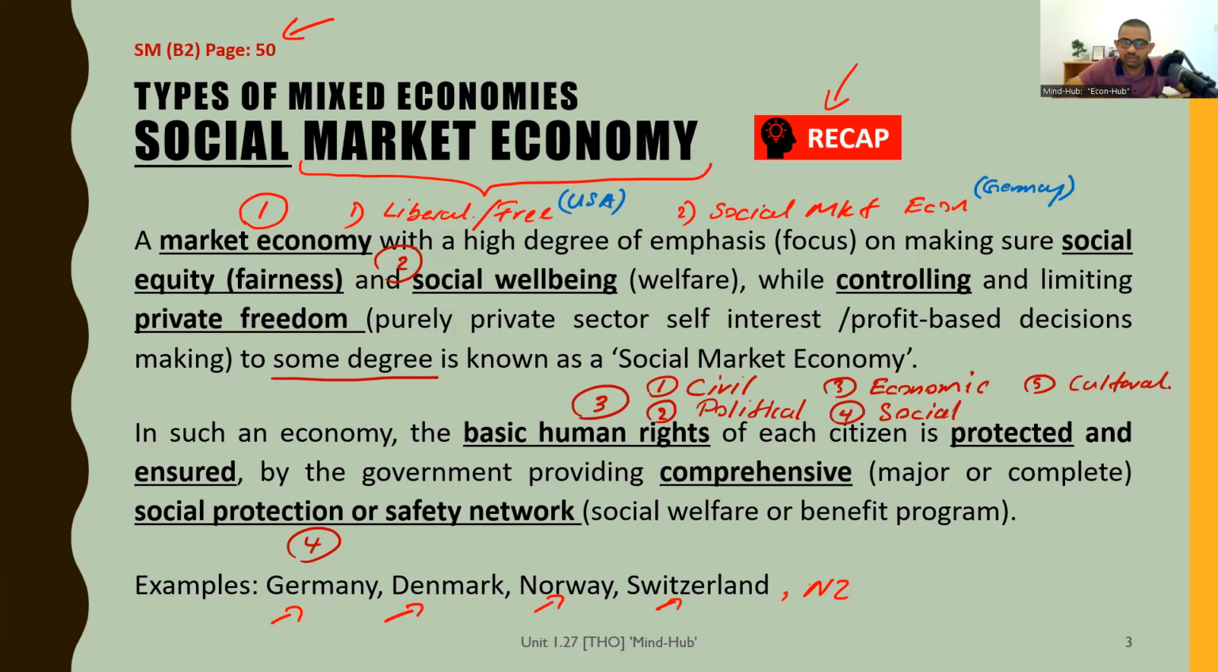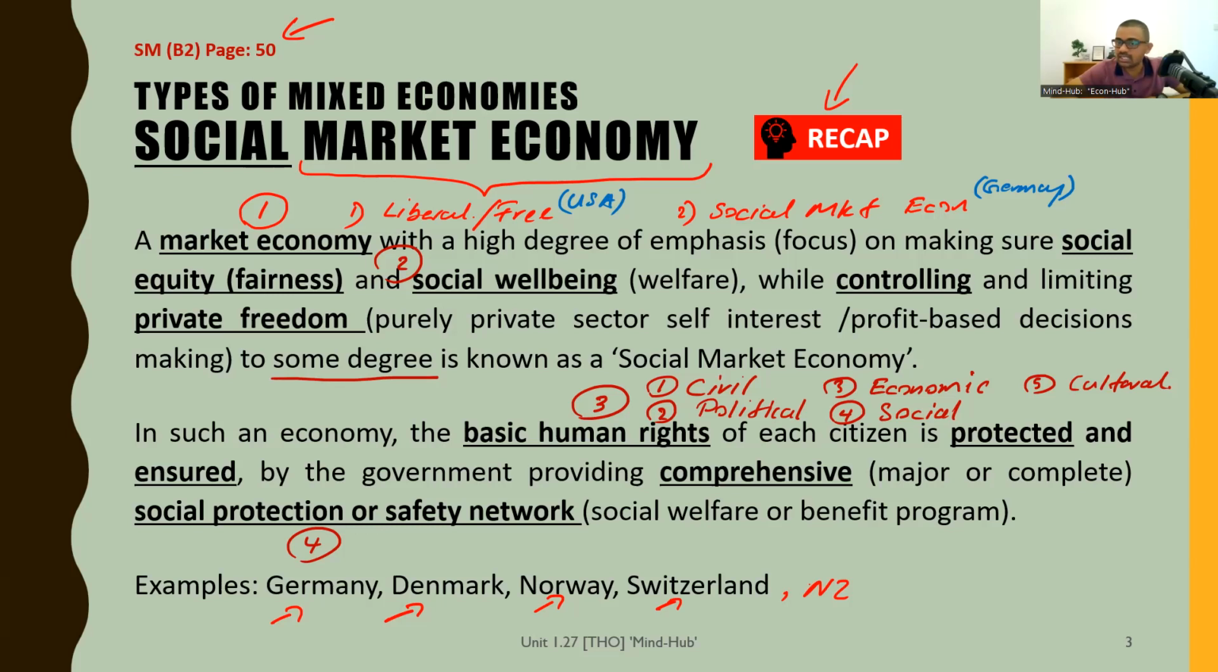Okay, and how it's different from a liberal free market economy, where there is absolute private sector freedom, whereas in a social market economy, that private freedom is controlled to some degree, and there will be a high level of focus on social equity and social well-being. How do they do it? By protecting human rights and making sure there is a comprehensive social safety network.